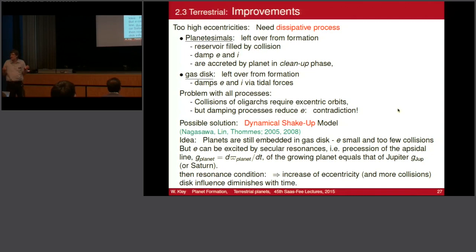So this is a conflict. You need damping to make the final eccentricity small, but at the same time, you need sufficiently high eccentricities to continue growth. As for a solution, I will not go into this in detail; you can look it up: the dynamical shake-up model by these authors. The idea is that you have an excitation through secular resonances with the outer planets, which are already there, and they can increase the eccentricity only at a certain time. Then you enhance the growth, the resonances move in, and then you can successively get to planet formation induced by these secular effects. For more details, I refer you to these people. And I think this is a good place to stop here. Thank you.